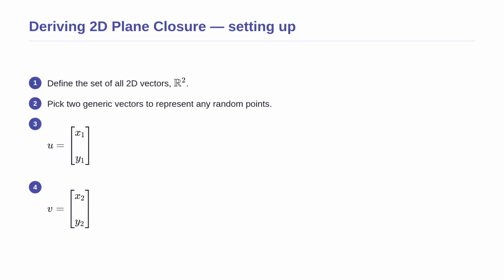Now that we understand what closure is, let us look at how it works in practice by proving that the standard two-dimensional plane is a valid vector space. We are given the set of all 2D vectors called R squared, and we need to check if it passes the closure under addition test. We start by defining two arbitrary vectors, u and v. The symbols x1 and y1 are just plain numbers representing the horizontal and vertical components of the first vector. Because these are generic real numbers, these vectors can represent any point whatsoever on a flat map.